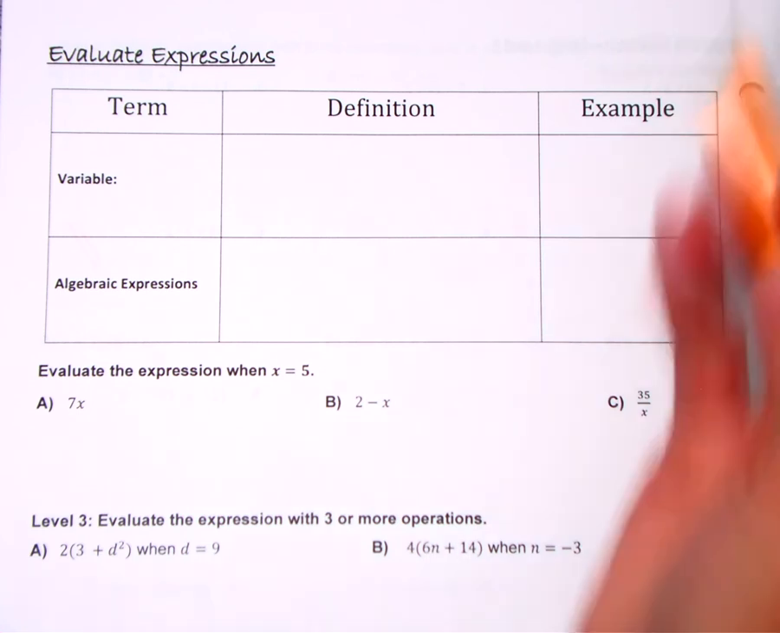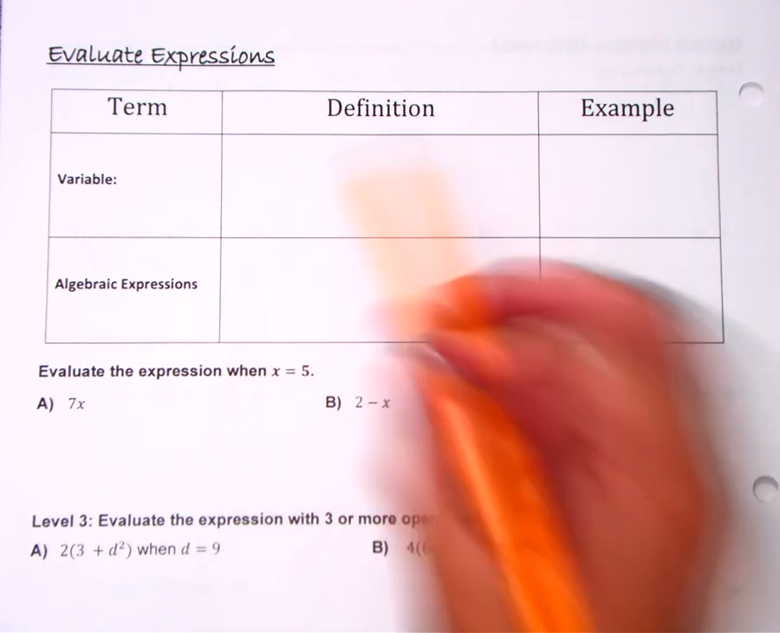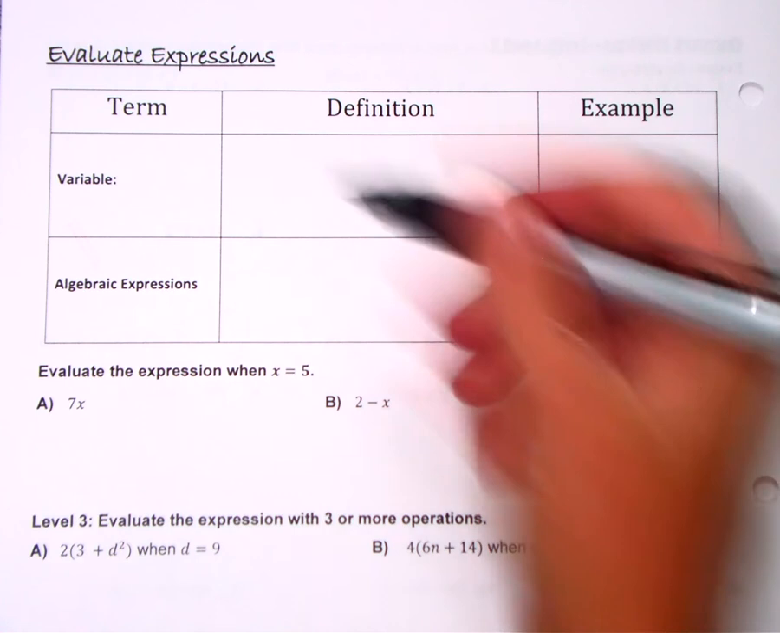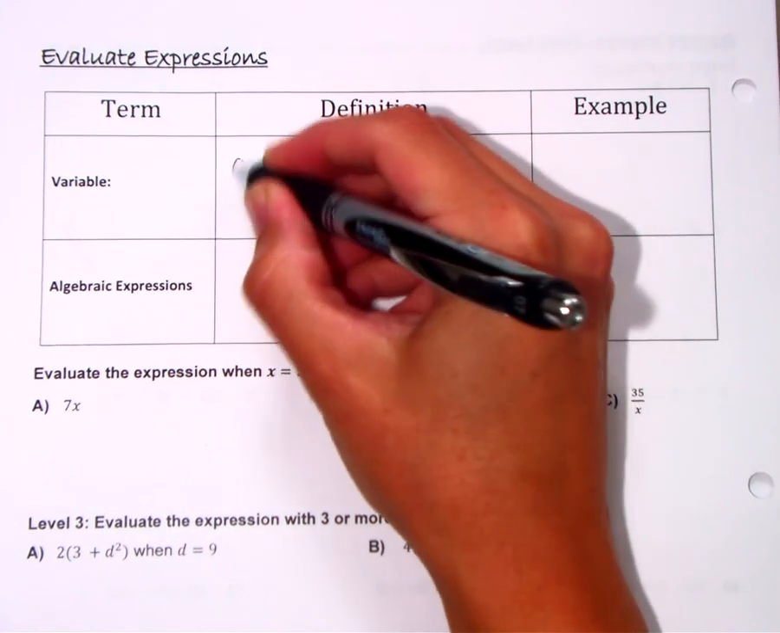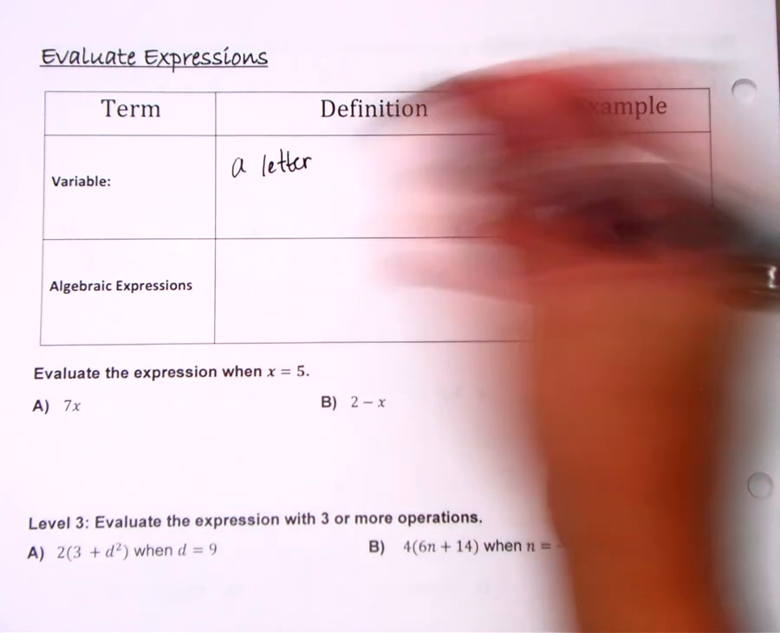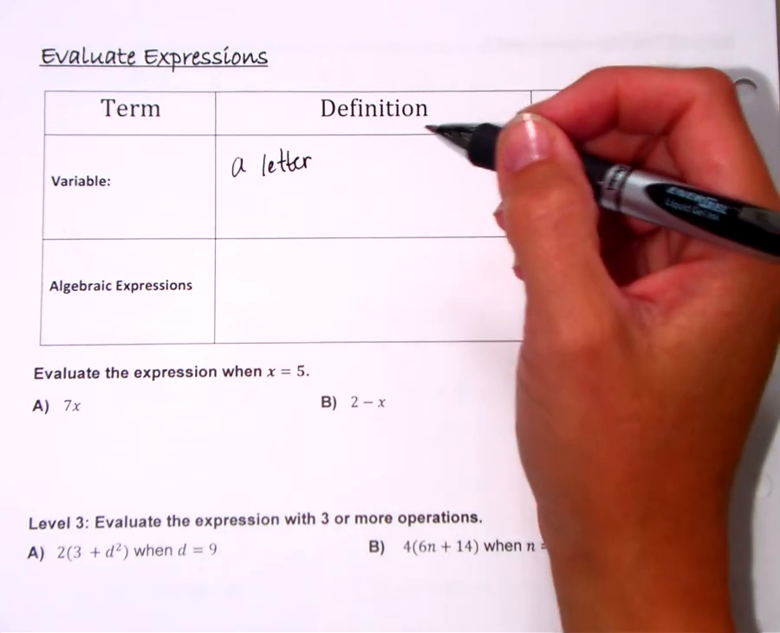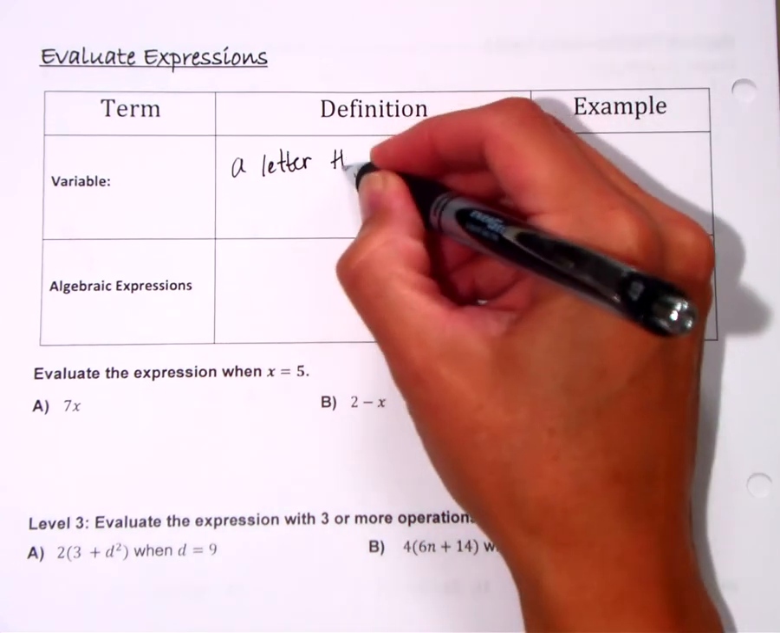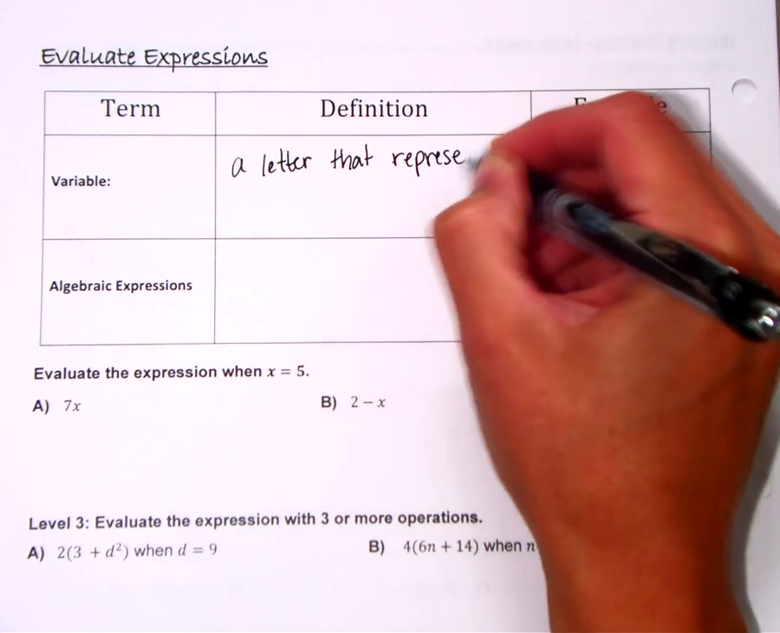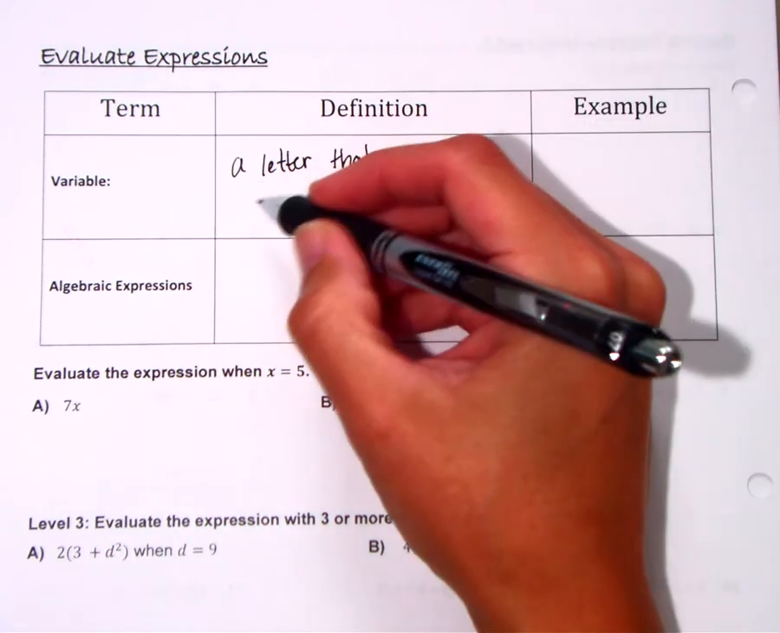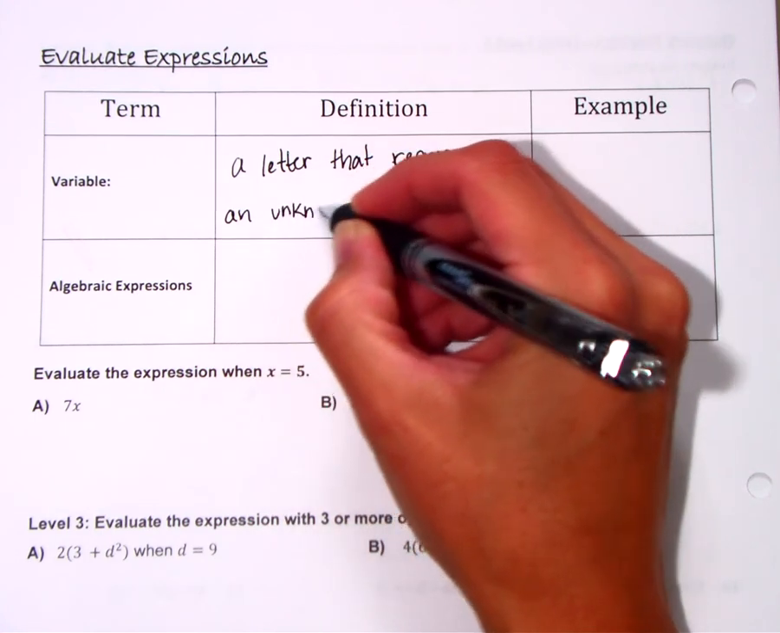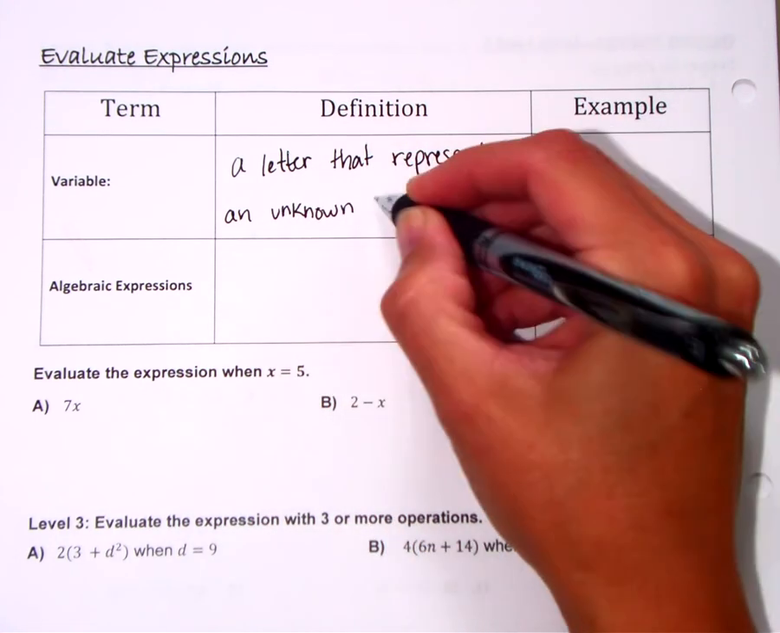So we're going to define a variable as a letter that represents a changing quantity. So it's a letter. It could actually also be a symbol, but for us it's going to be a letter that represents a changing or an unknown quantity.